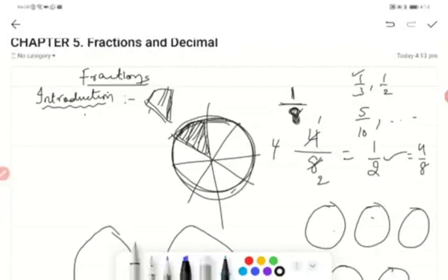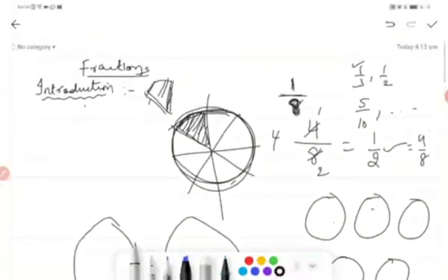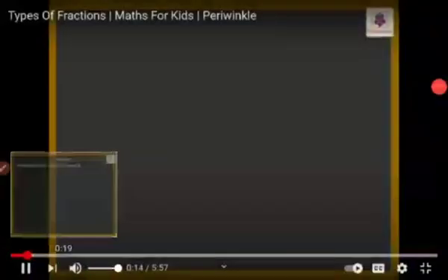So today I will play a video for you all. Just go through that video as an introduction, and in it you are going to see types of fractions and some examples on how to convert them. You have 3 types of fractions: proper fraction, improper fraction, and mixed fraction. Today you just watch that video as an introduction to fractions, and in the next class we will go in depth about it. Let me play that video.